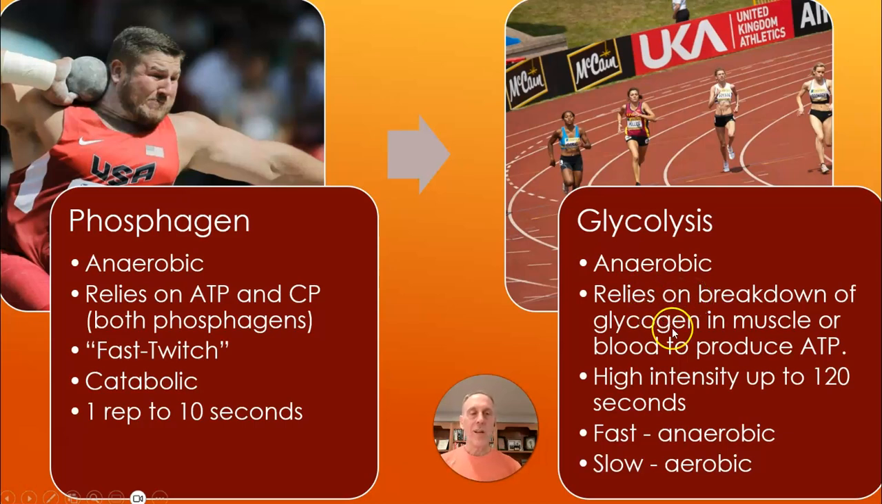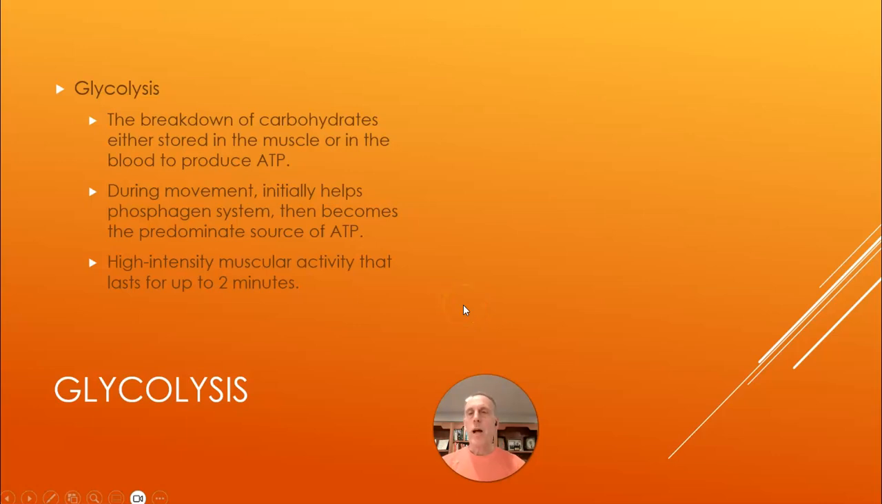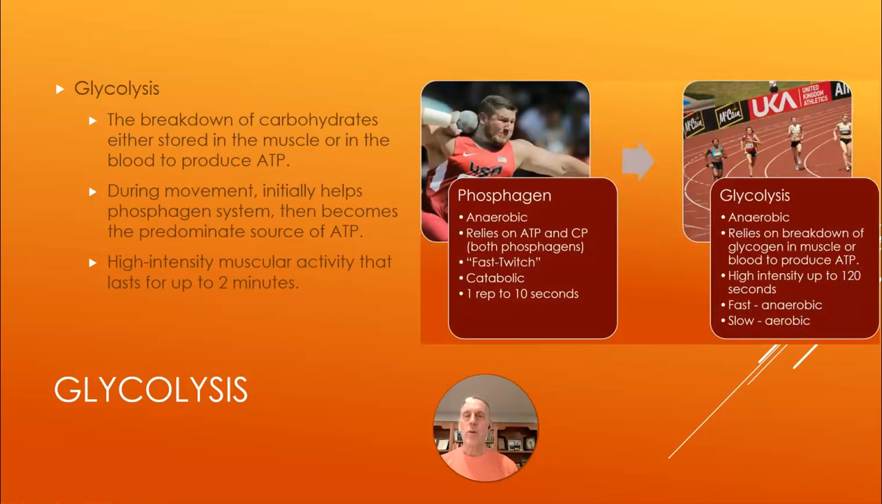It relies on the breakdown of glycogen in the muscle or the blood to produce the ATP, up to 120 seconds in duration, perhaps running a 400 here, maybe even an 800. You have fast and slow, anaerobic and aerobic glycolysis. And glycolysis itself, it's the breakdown of the carbohydrates that's either stored in the muscle or the blood to produce ATP.